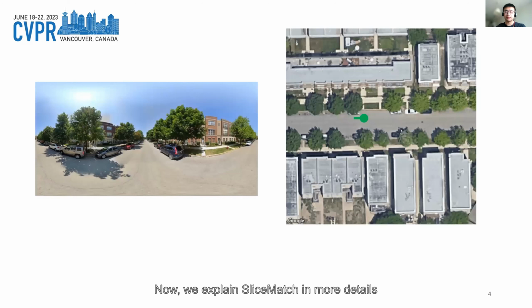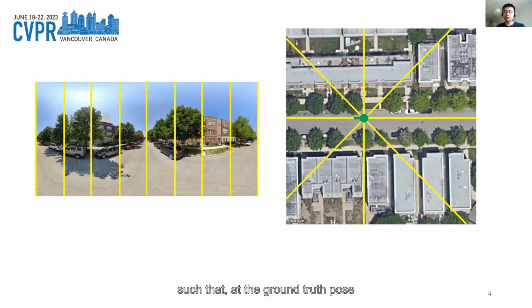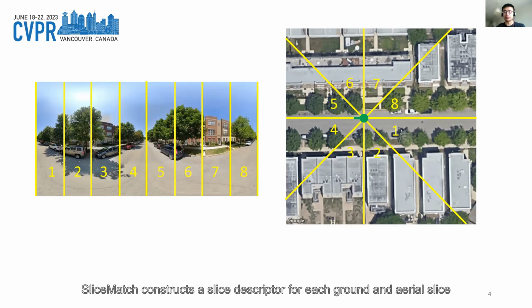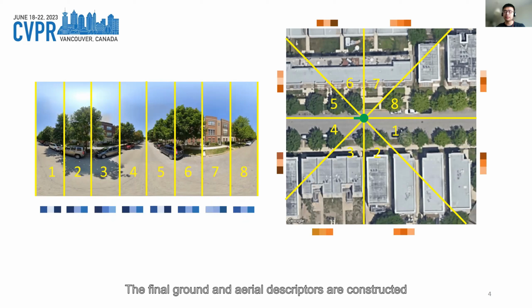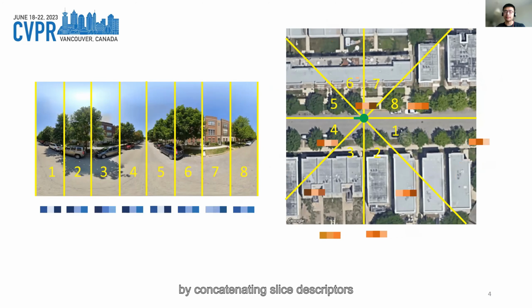Now we explain SliceMatch in more detail. Assuming the ground camera has small pitch and roll angles, we exploit the geometric relation between ground and aerial views such that at the ground truth pose, the triangle-shaped slices in the aerial view correspond to the vertical slices in the ground view. For the task of camera pose estimation, SliceMatch constructs a slice descriptor for each ground and aerial slice. The final ground and aerial descriptors are constructed by concatenating slice descriptors.